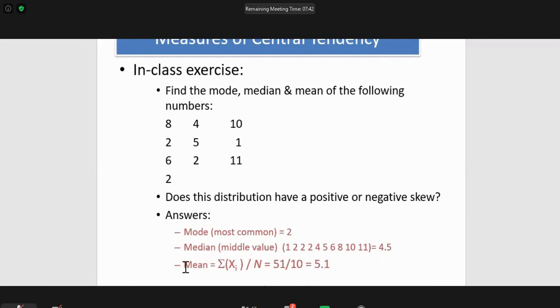Now if we have to calculate the mean, we will sum up all these observations and divide it by 10, because the number of observations we have is 10. So the mean for this data set will be 5.1. So mode is 2, median is 4.5, and mean is 5.1.